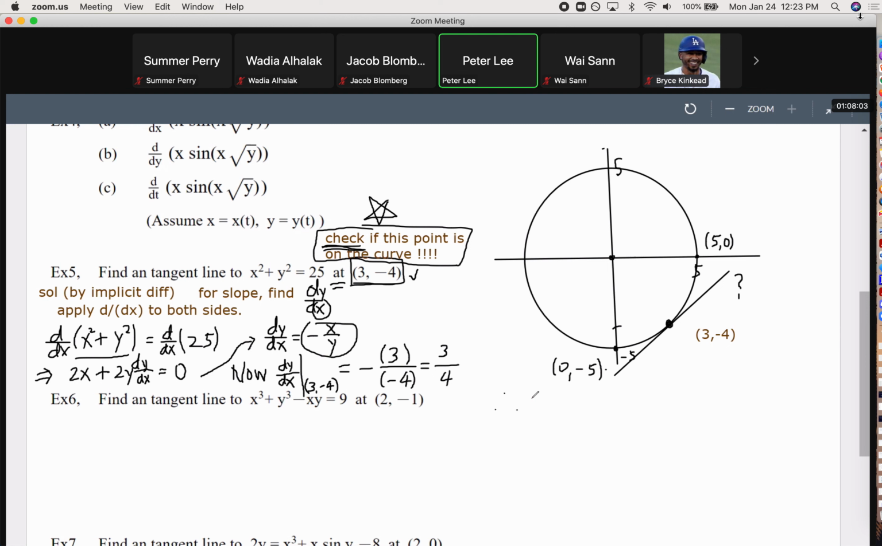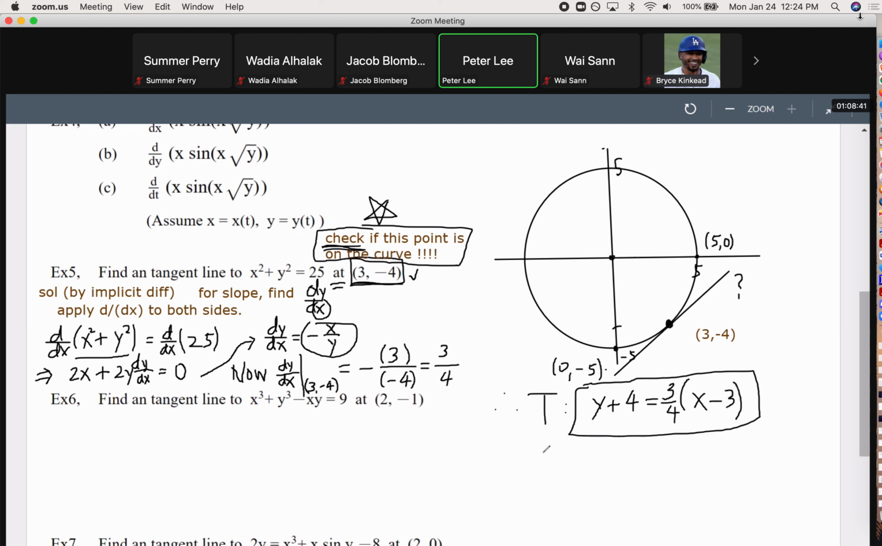So therefore, what is the tangent line? The tangent line passes through (3, -4). Now we can write the equation: y minus negative 4, and the slope is now 3 over 4, times x minus x1, or a, that will be 3 in this case. So this is a line with slope 3 over 4 passing through (3, -4). This is now the tangent line equation.